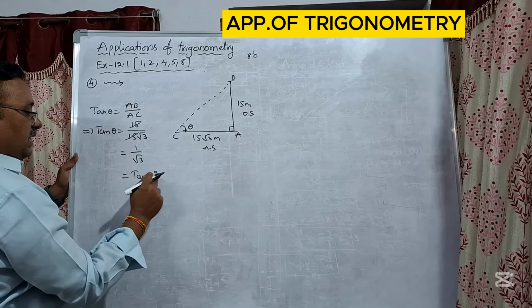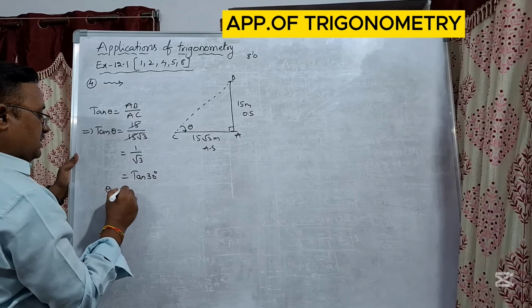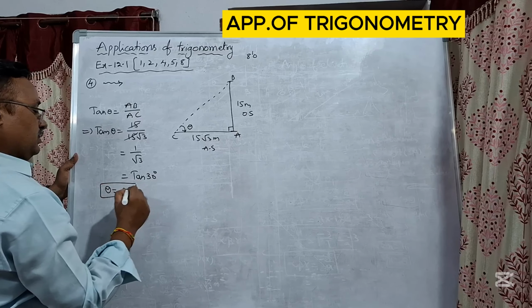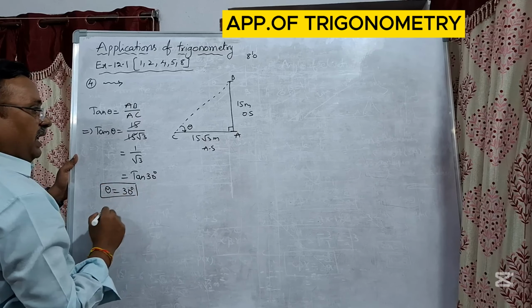So tan theta equal to tan 30 degrees means theta is equal to 30 degrees. So the angle made by the sun rays is 30 degrees, therefore conclusion.